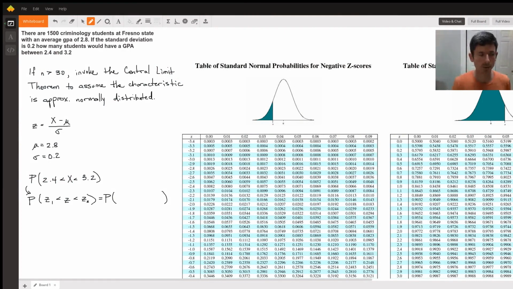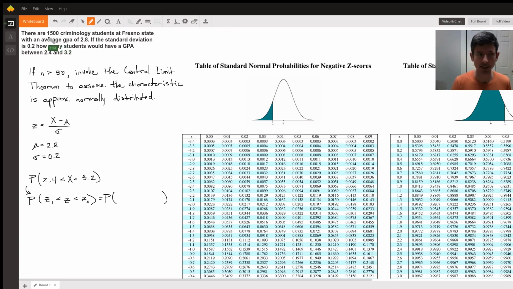And we're going to discuss a problem about the approximation to a normal distribution. Given 1,500 criminology students with an average GPA of 2.8, their standard deviation is 0.2, and we want to find out how many students would have a GPA between 2.4 and 3.2.